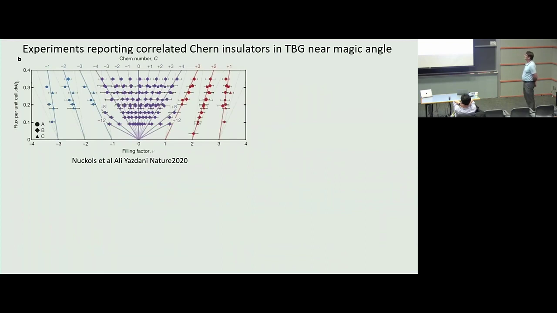So let me review some experiments, not an exhaustive list, which report correlated Chern insulators in twisted bilayer graphene. Let's start near the magic angle. This is the data from Ali Yazdani's group, where the x-axis is the filling of the narrow bands, 0 is the charge neutrality point, and the y-axis is the flux per unit cell. What they plot here are the gaps that they see in STM.